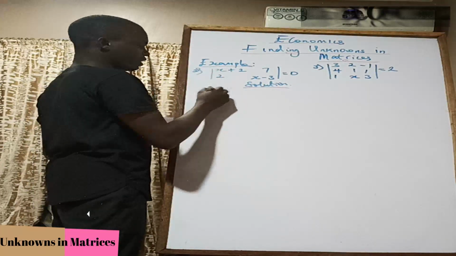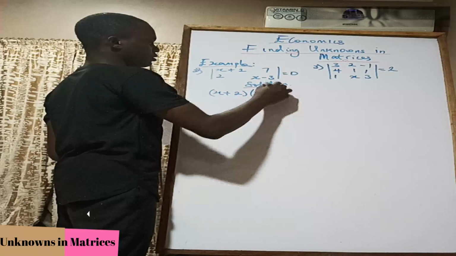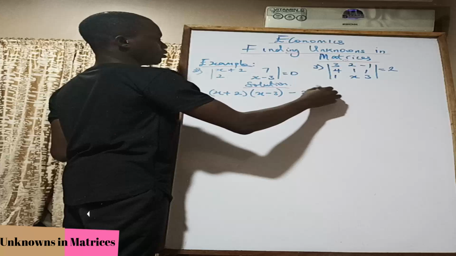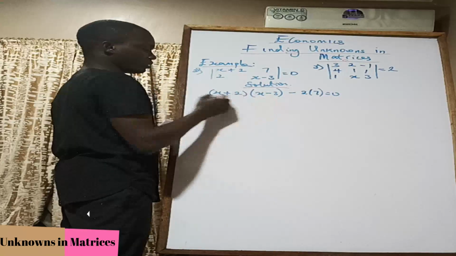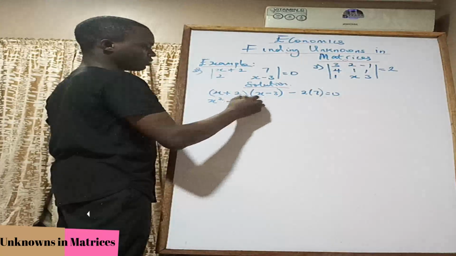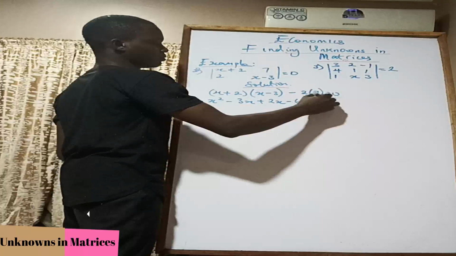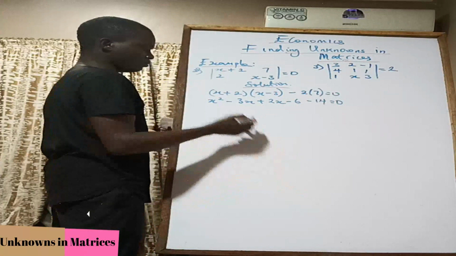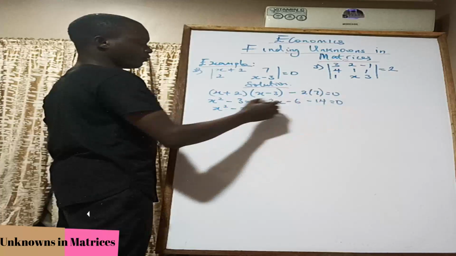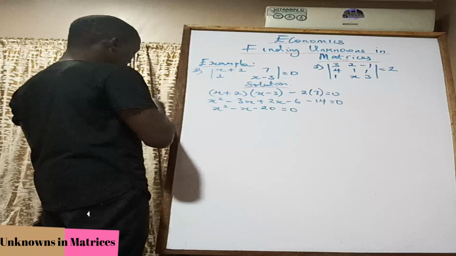So we have (x plus 2) into brackets (x minus 3), then minus 2 into bracket 7 equals 0. So x times x is x squared, then minus 3x plus 2x minus 6 minus 14 equals 0. That's not a problem. So x squared minus x minus 6 minus 14, which is minus 20, equals 0. So how do we get the value of x?